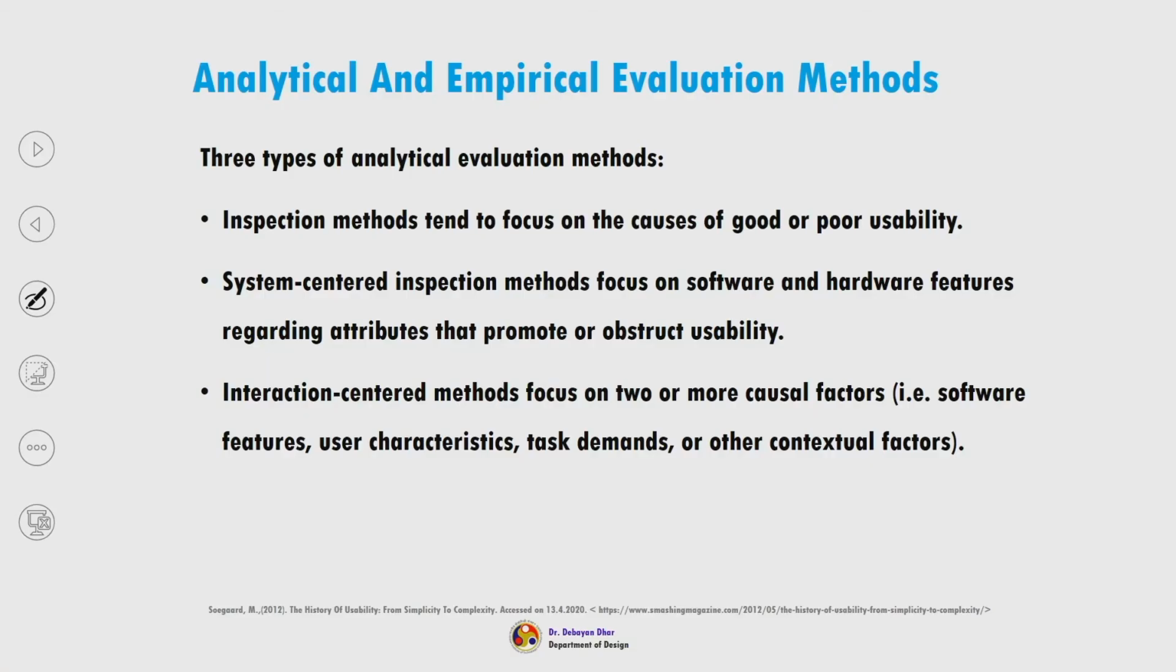Analytical evaluation methods were further divided into three major types. These are the inspection methods, the system-centered inspection methods, and the interaction-centered methods. Now, the inspection methods tend to focus on the causes of good or poor usability, right? The system-centered inspection methods focus on software and hardware features regarding attributes that promote or obstruct usability, while the interaction-centered methods focus on two or more causal factors: software features, user characteristics, task demands, or other contextual factors.